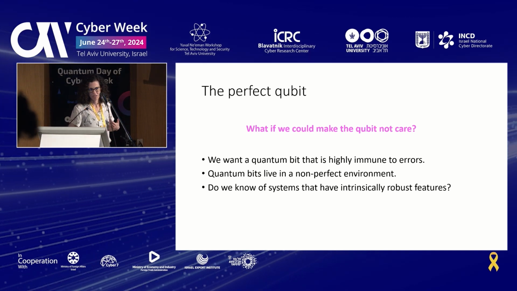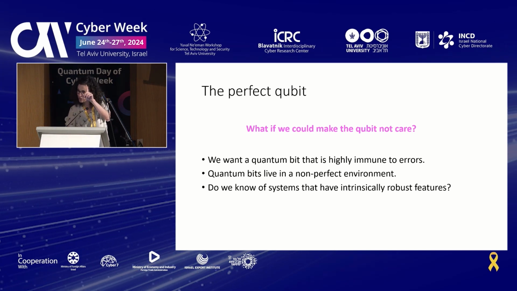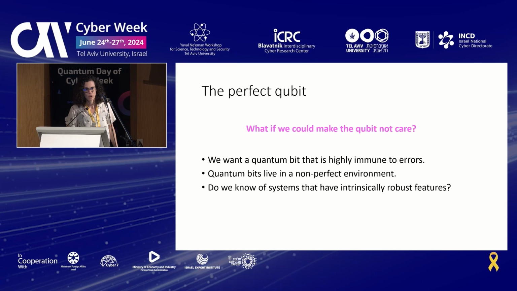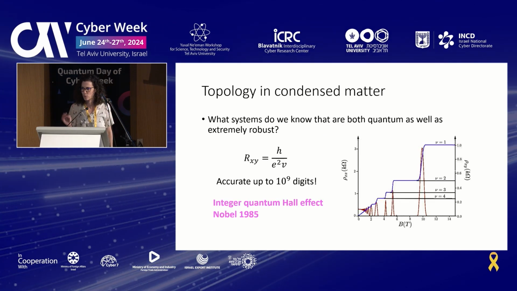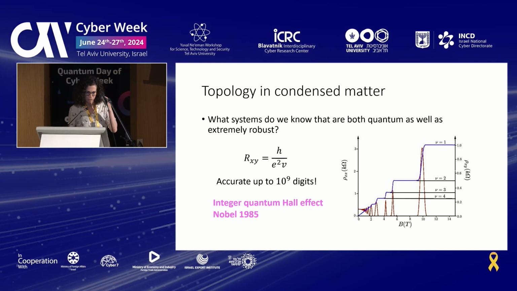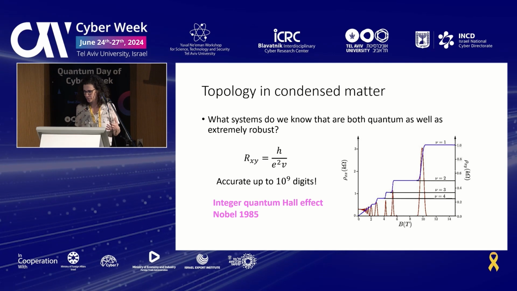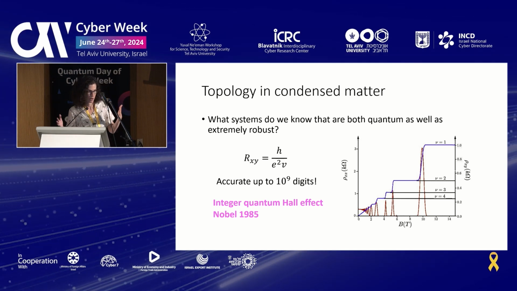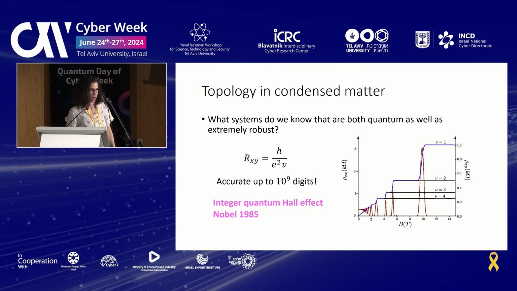So I am a physicist, and I'm interested in the hardware, and I work at the single qubit level. I'm only interested in the basic physical unit. And when you approach a condensed matter physicist and you ask them, what system do we know that is both quantum as well as extremely robust? We generally think of one system, okay?